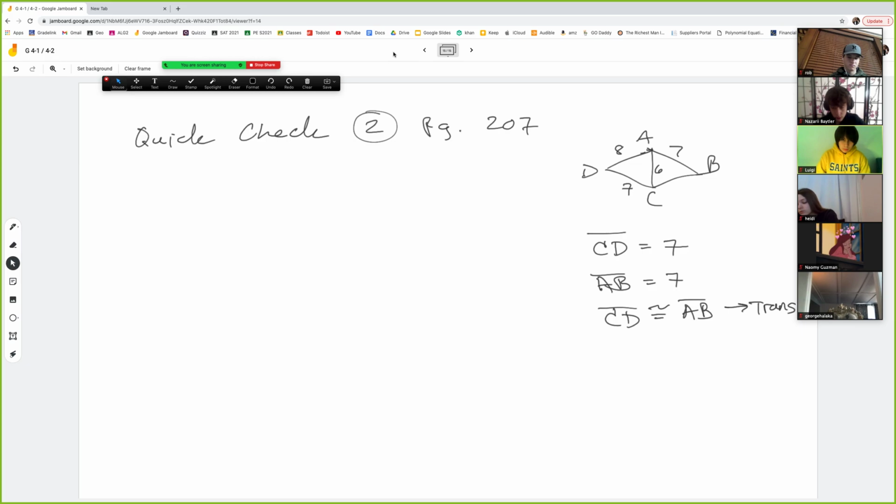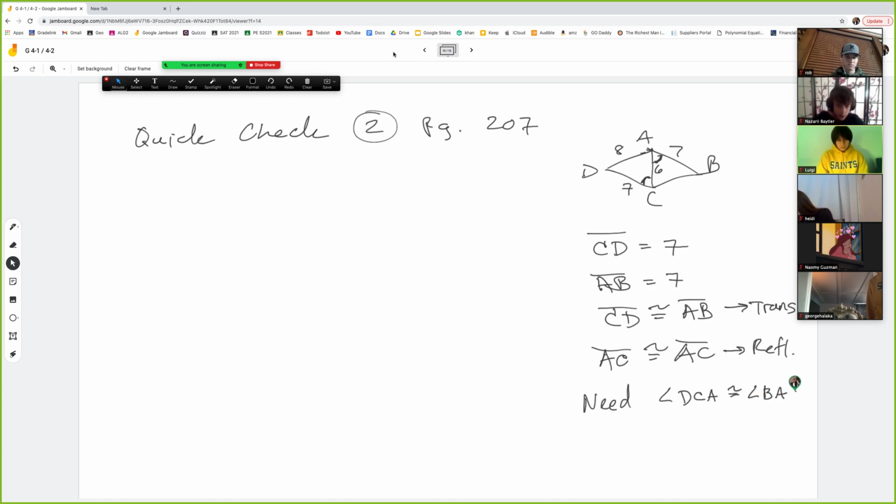So we have one. We can say AC is congruent to AC. Why, Luigi? How can we say AC is congruent to AC? Reflexive. Good. Reflexive. Okay? So we have two sides. Now, we need this angle and this angle. We need angle DCA congruent to angle BAC. Okay? We need this.